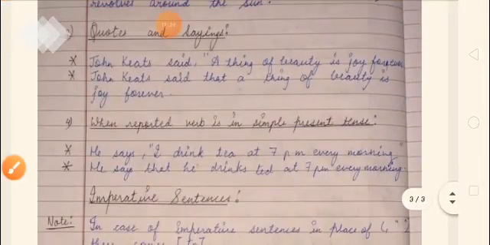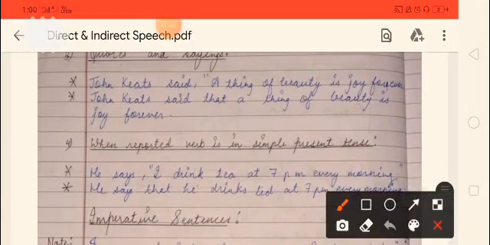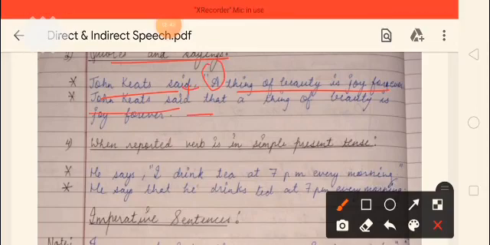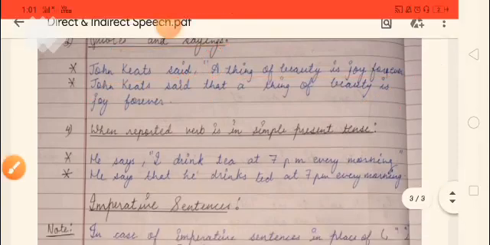Now the third one is in case of quotes and sayings. Suppose many famous poets have said something, so it also remains unchanged. For example, John Keats said, a thing of beauty is a joy forever. So "said" remains "said" only. So John Keats said, and instead of comma, inverted comma, we will use "that". Then the reported speech remains the same, that is, a thing of beauty is a joy forever. No change is made.